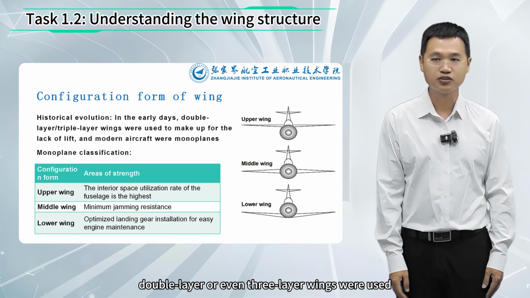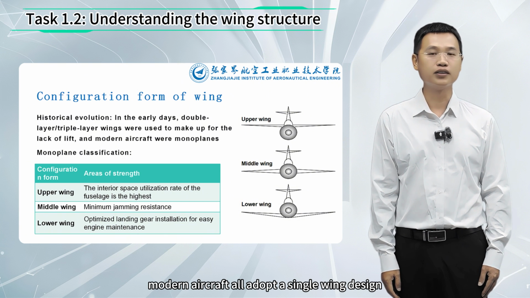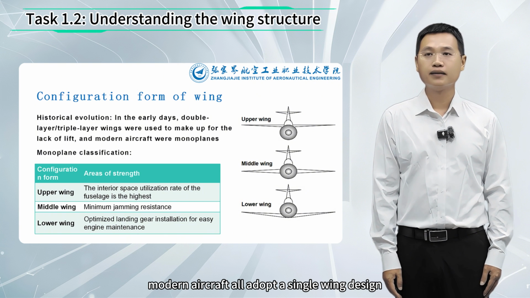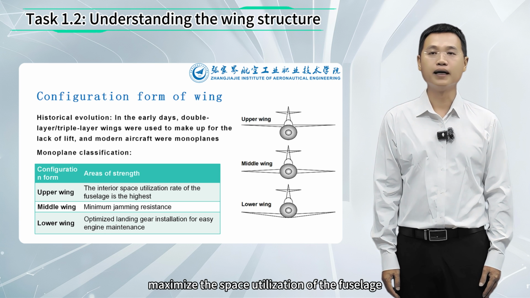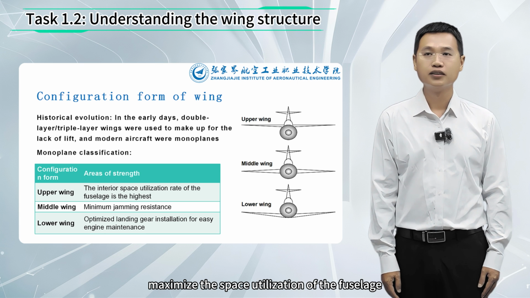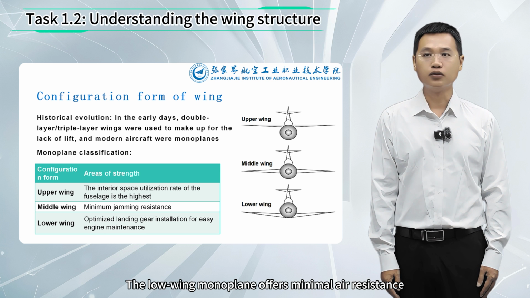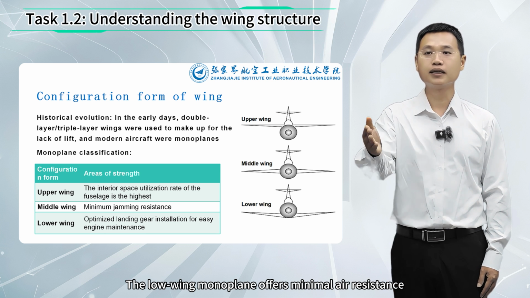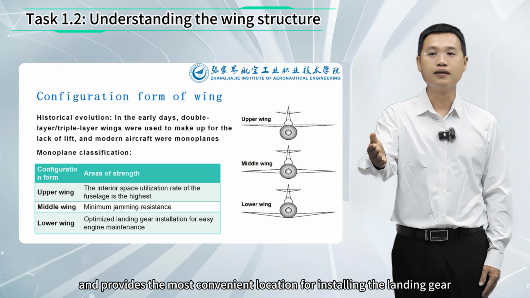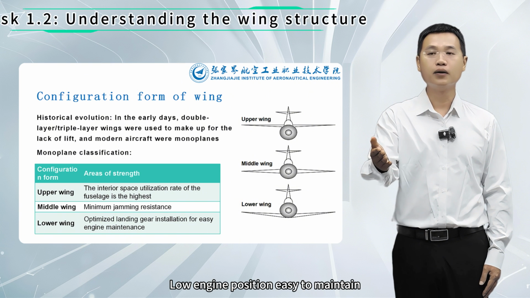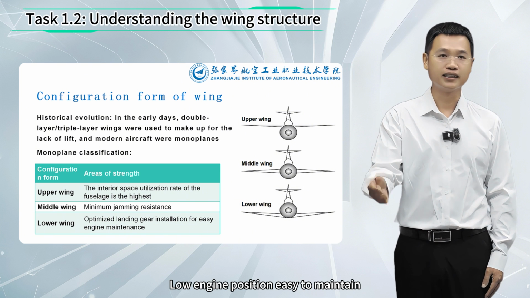From the evolutionary history of the wing, in order to increase the lift of early aircraft, double-layer or even three-layer wings were used. Modern aircraft all adopt a single wing design. There are three categories by location. Upper single wing maximizes the space utilization of the fuselage. The low wing monoplane offers minimal air resistance and provides the most convenient location for installing the landing gear. Low engine position, easy to maintain.